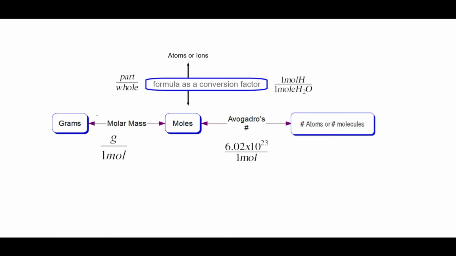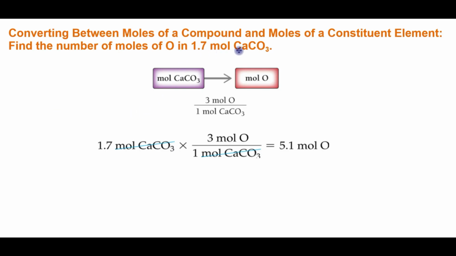Let's give it a try. We have 1.7 moles of calcium carbonate, and we want to know how many moles of oxygen. If we look at our whole formula, we see that there are 3 moles of oxygen, so we can use that relationship to go from the whole to the part. And we have 1.7 moles of calcium carbonate. We multiply it by that relationship, and we end up with just moles of oxygen.